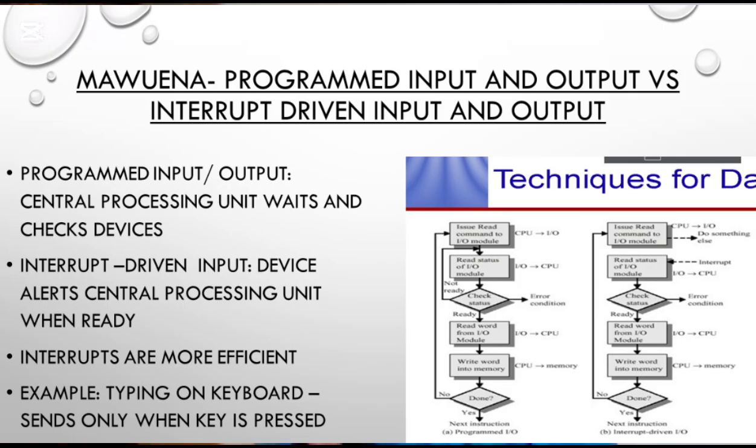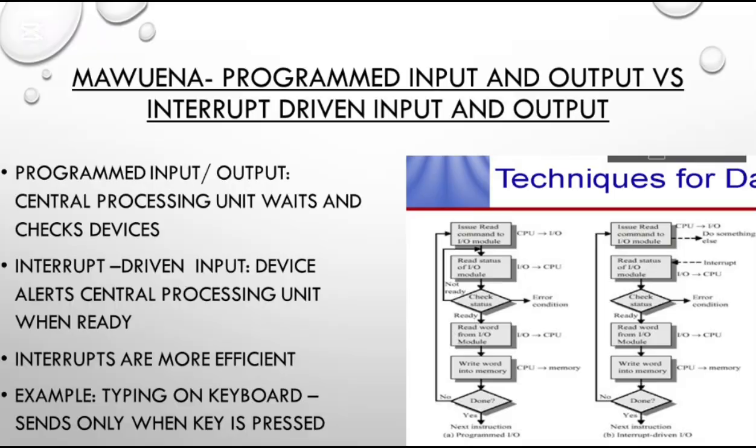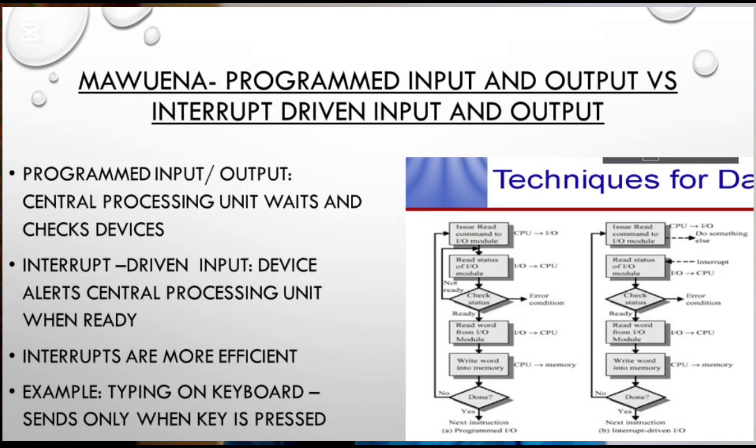So we can conclude that interrupt driven input or output is way better and works faster than programmed input or output. If we relate this to waiting for a friend at the door, when your friend arrives, he or she will ring the bell to notice you of the arrival. So it gives you a signal that he or she has arrived. That is how interrupt driven input or output works.